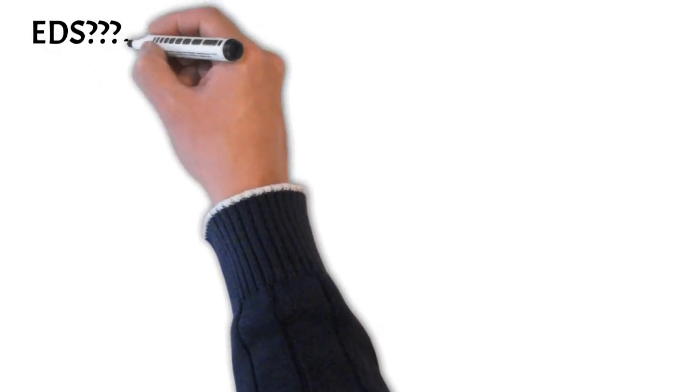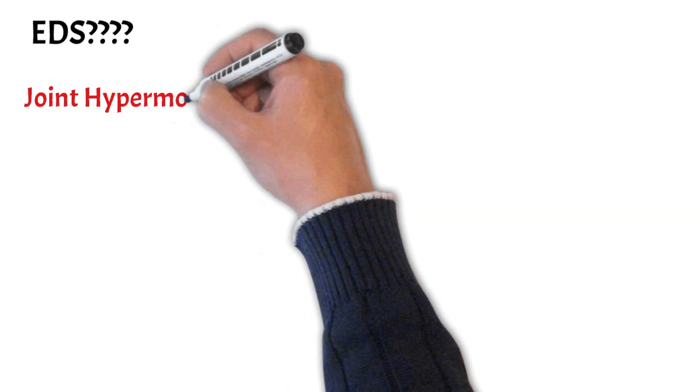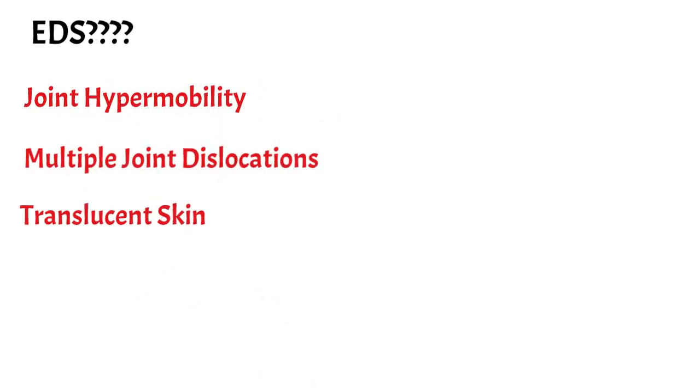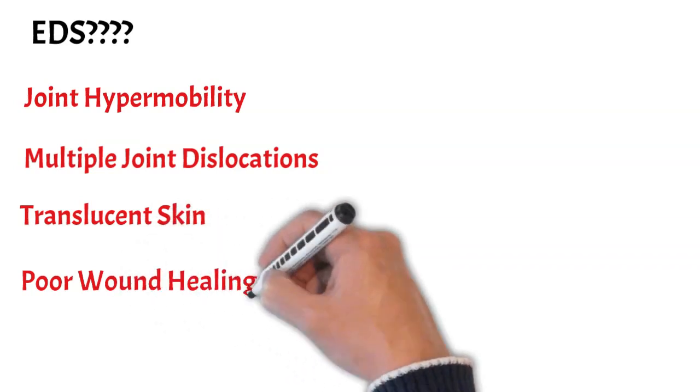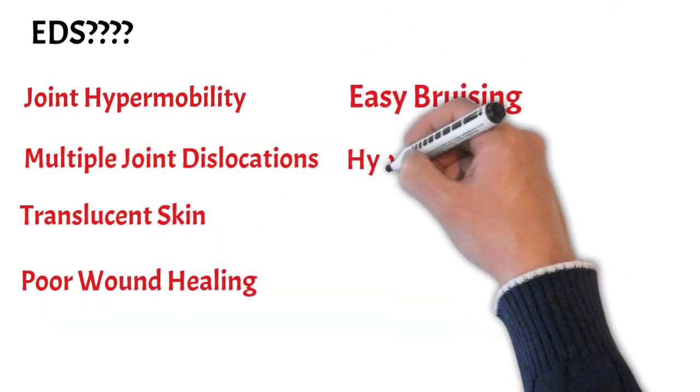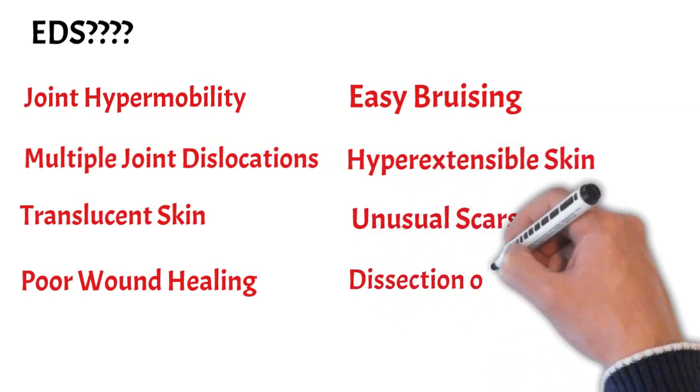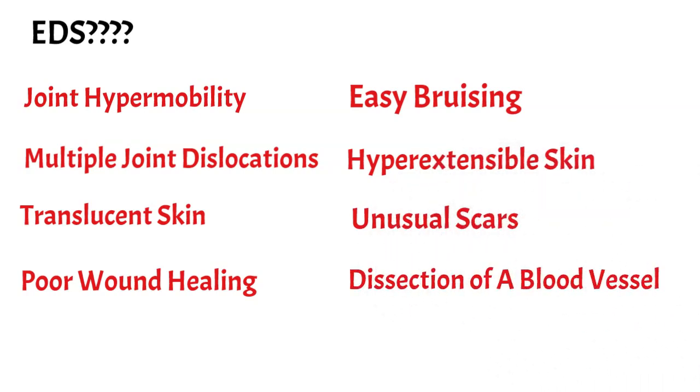EDS should be suspected as a diagnosis when a patient presents with some combination of the following features. These features include joint hypermobility, multiple joint dislocations, translucent skin, poor wound healing, easy bruising, hyperextensible skin, unusual scars, and dissection of a blood vessel.